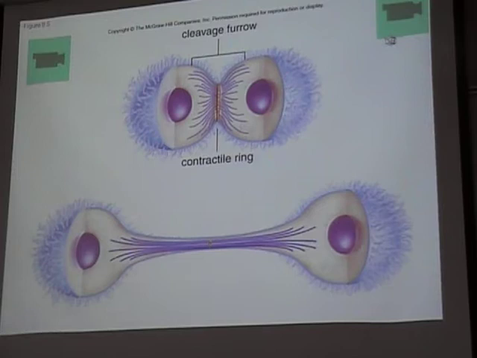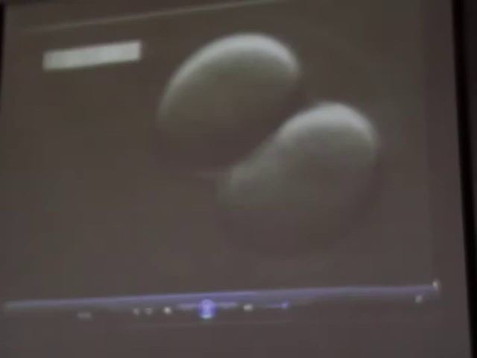Oh, this one isn't playing anything. Oh, here it is. They are organized into increasingly complex structures from microscopic cells. That was two cells actually pinching in.